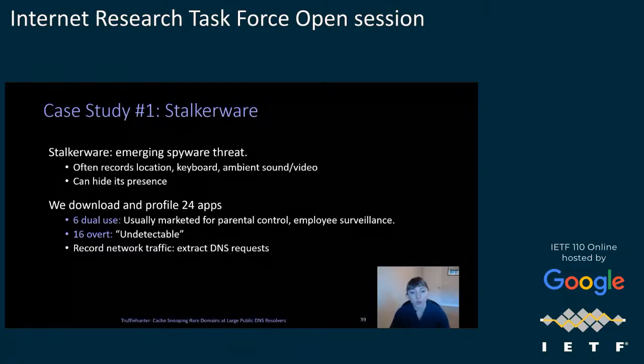So we downloaded and profiled 24 of these apps to try and get their network signatures so that we could figure out what DNS requests they were making. 6 of these apps were what previous work calls dual use. Those are apps that have a legitimate purpose, which is separate from their ability to stalk somebody, but they can be repurposed to act as stalkerware. The line between dual use and overt apps is a little bit blurry, but dual use apps tend to be marketed for parental control or employee surveillance or things like finding a lost phone or backing up your data, rather than for spying on a spouse or a girlfriend. Overt apps, on the other hand, are marketed as undetectable and marketed specifically for, or at least often marketed specifically for, spying on a spouse or a girlfriend or a husband or what have you. So they tend to be the more dangerous ones.